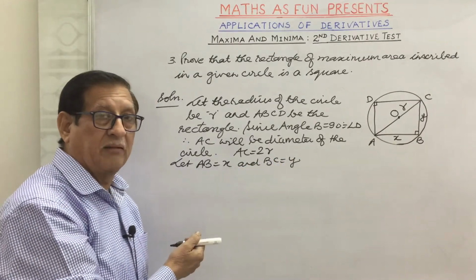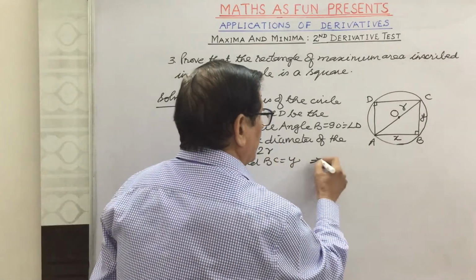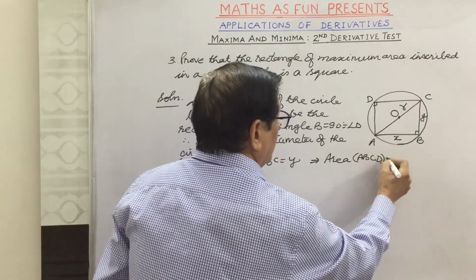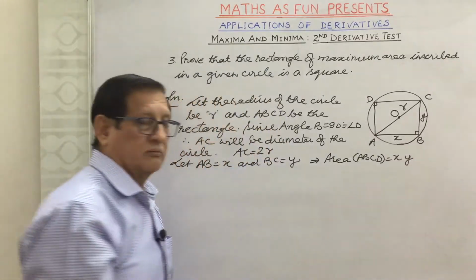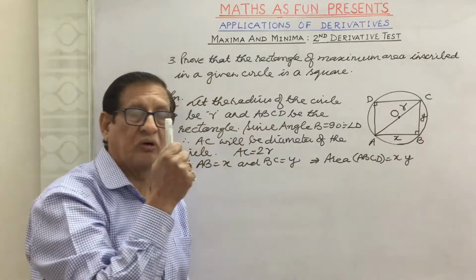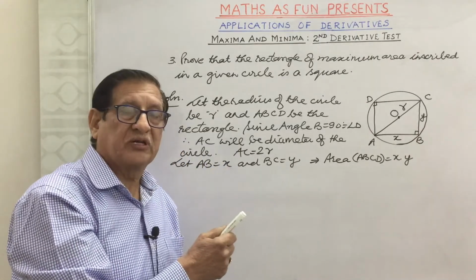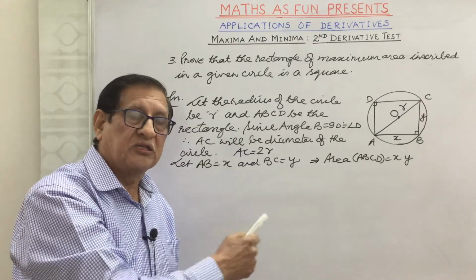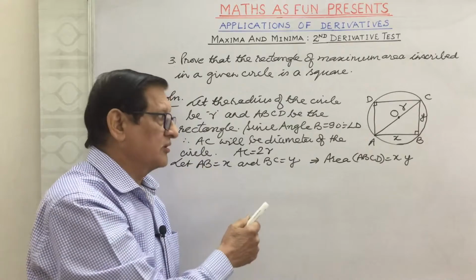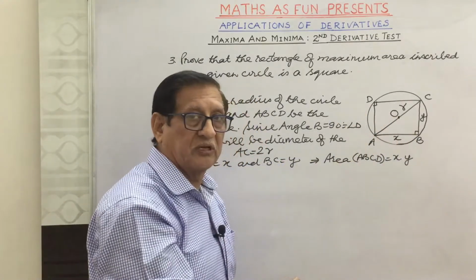Now what will be the area? The area will be x into y, implies area of ABCD will be x into y. Now we have to find out the values of x and y in terms of a single variable. Now that can be done in two different ways. One is using the algebraic method, another is by using the trigonometrical method. Trigonometrical method is a bit easy, so I am going to explain here the trigonometric method.